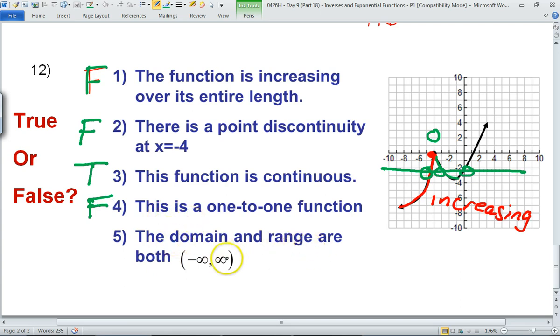The domain and range are both negative infinity to positive infinity. Is that true or false? That's true. It goes left and right forever, and it goes up and down forever. That's your domain and range.